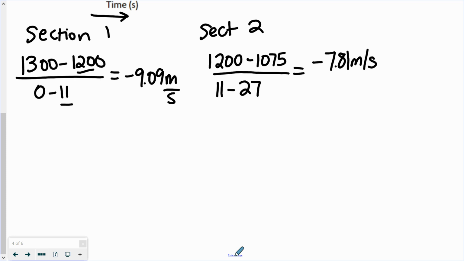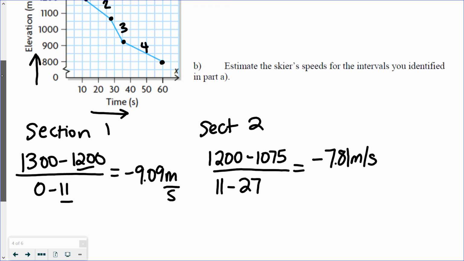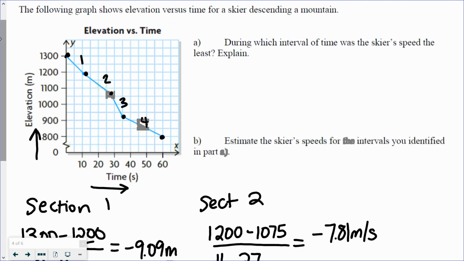So then I'm going to look up at that other question that was above, and it says, during which interval of time was the skier's speed the least? So we actually, in theory, could have answered that question first. So we would have said section 4. So even if we didn't do all the calculations down here, we probably could have given our best estimate that section 4, the speed was the least.